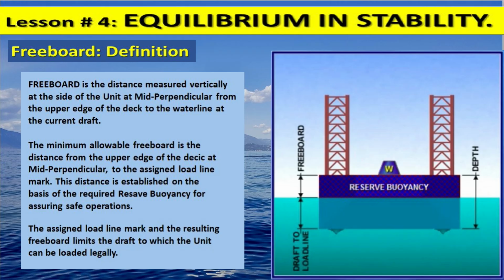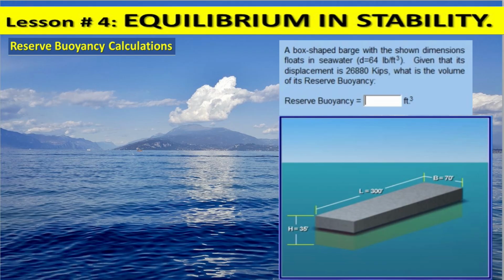Now we practice reserve buoyancy calculations. A box-shaped barge with the shown dimensions floats in seawater. Given that its displacement is 26,880 kips, what is the volume of its reserve buoyancy?